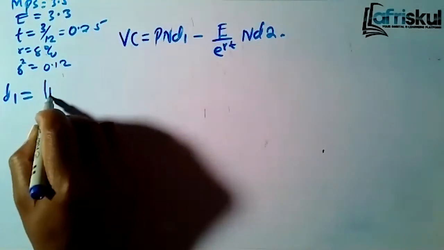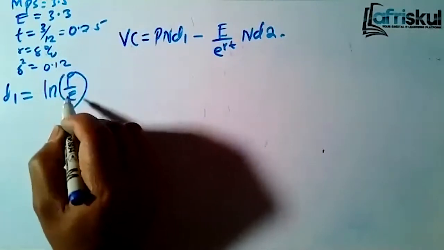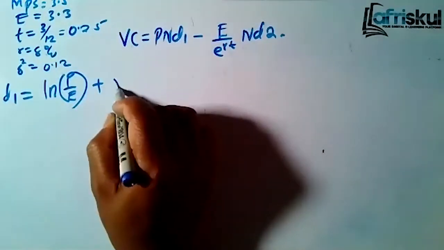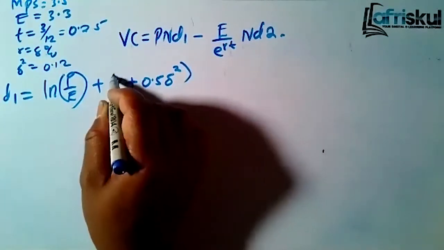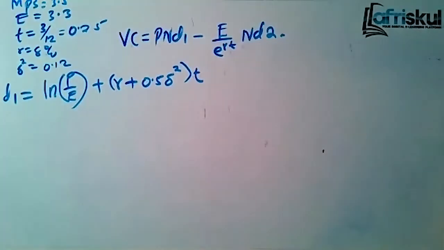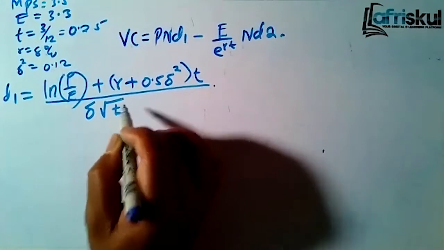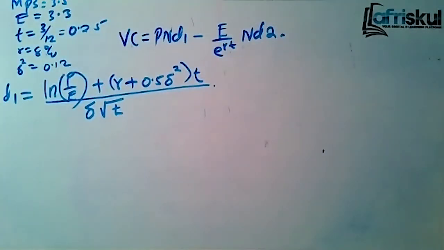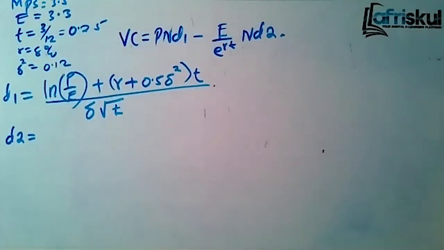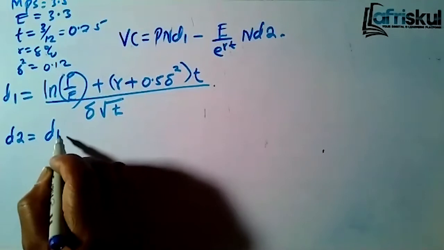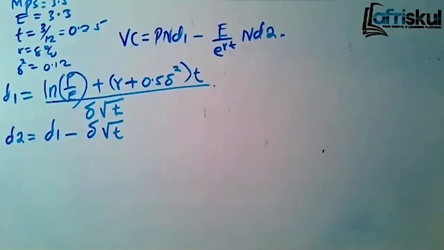For d1, we have said that you take the natural log of P, the market price per share, over the exercise price. You add the risk-free rate plus a half standard deviation squared. Then you multiply by T, time remaining to maturity. Then you divide by standard deviation times the square root of T. Then, how do we get d2? d2 is d1 minus standard deviation times the square root of T.